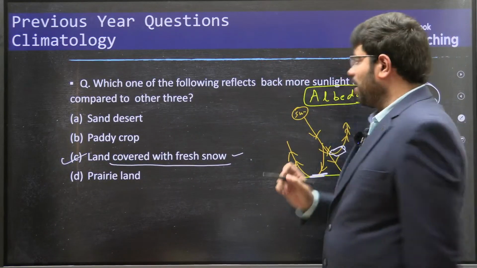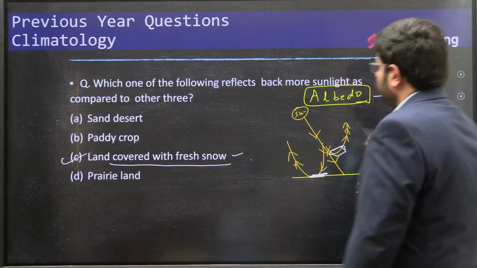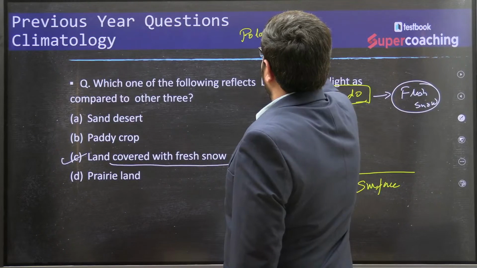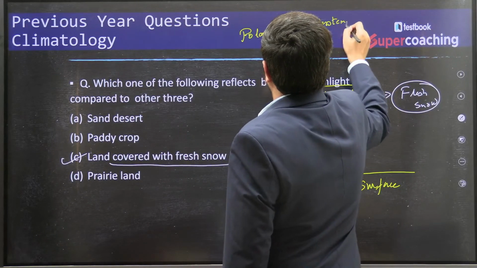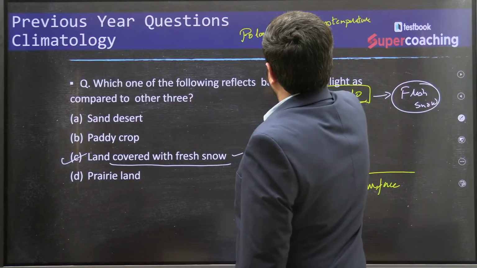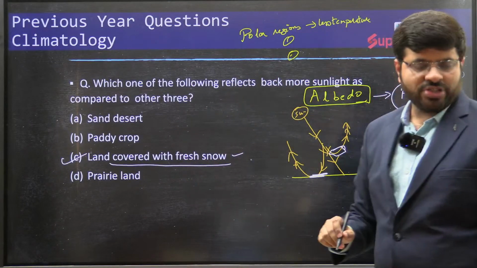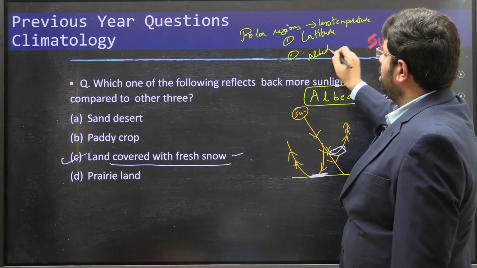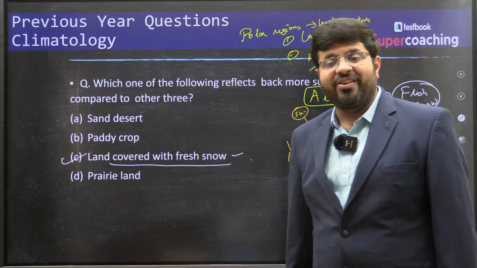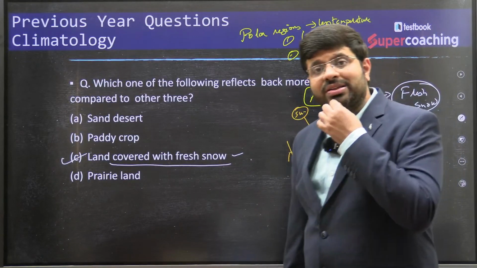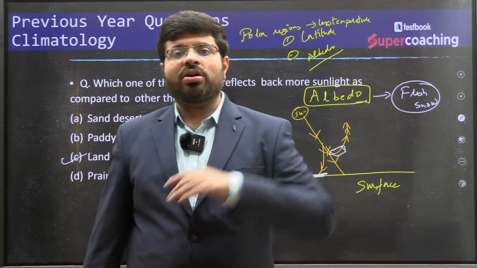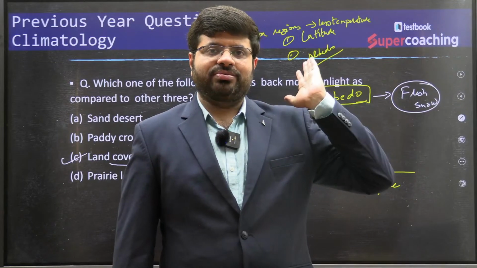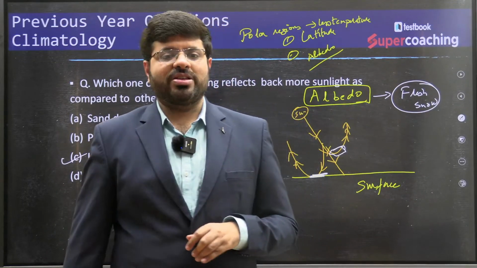Why do you think that polar regions have less temperature? There are two main factors. The first factor is latitude. The second factor is albedo. Because of the dominance of the fresh snow available in the polar regions, whatever little energy they do get out of the slant rays, out of the latitude, that is also reflected. That is the reason why temperatures are always very less.